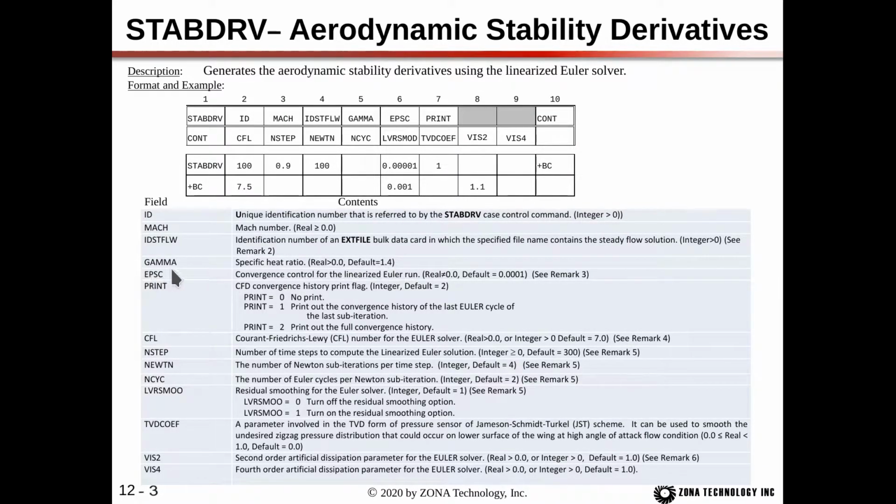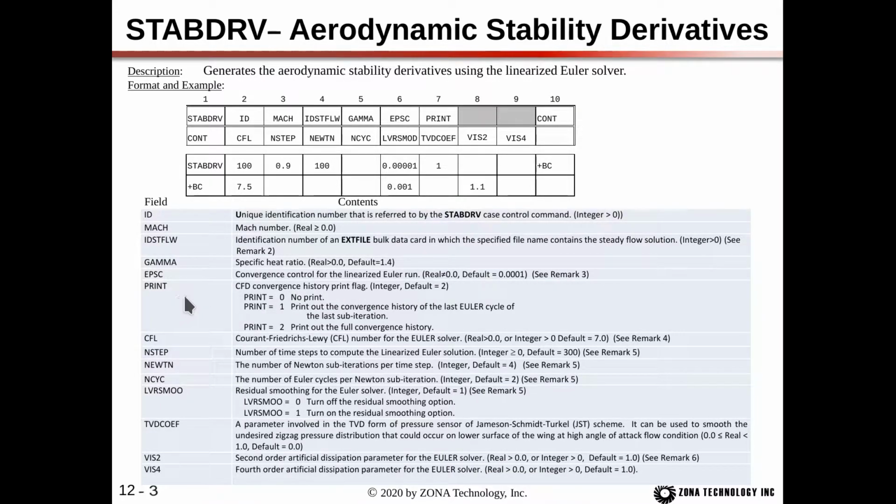The default is of course 1.4. Next we have an epsilon parameter, EPSC. This is the convergence control for the linearized Euler run. This functions the same as the epsilon parameter in the MK per al card. So the default is 4 orders of magnitude here. What happens is if during the linearized Euler solution, the residual drops by 4 orders of magnitude, then the computation for that particular mode will terminate even if you have not gone the prescribed number of steps.